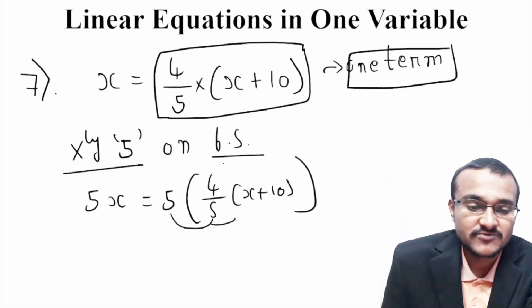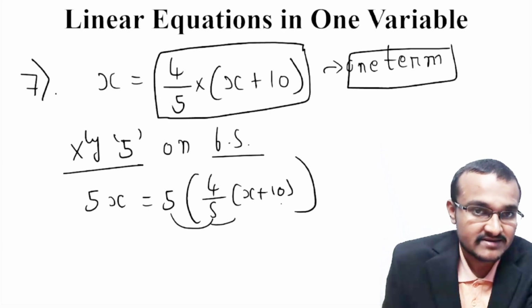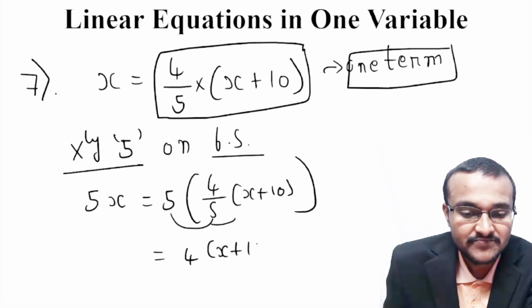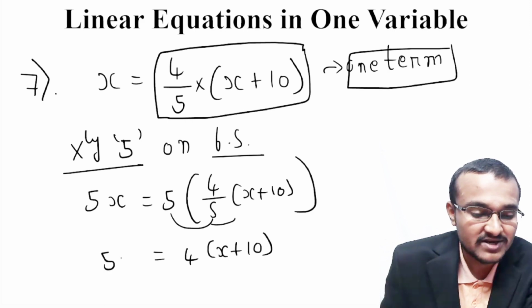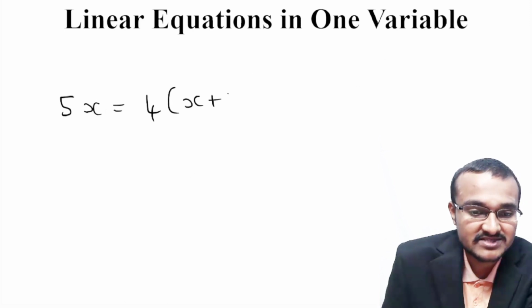So that's why you are just multiplying 5 with 4 by 5 into x plus 10. So 5 and 5 get cancelled. So it will become 4 into x plus 10. Here it will be 5x on LHS. So I'll just write this equation one more time. So 5x is equal to 4 into x plus 10.